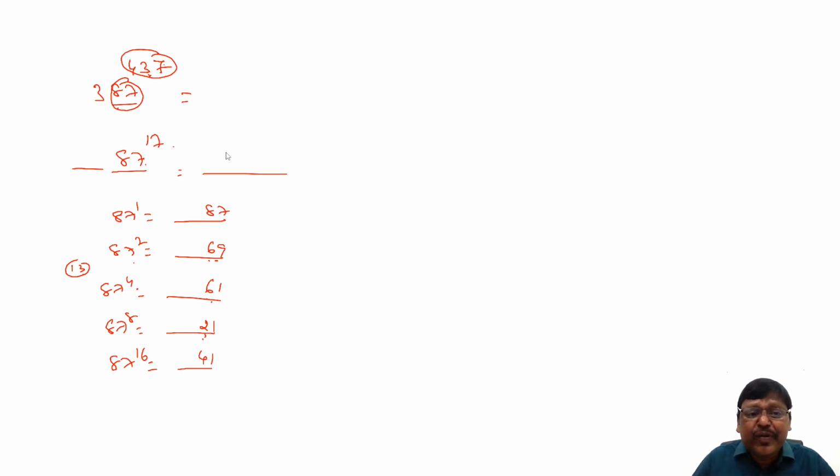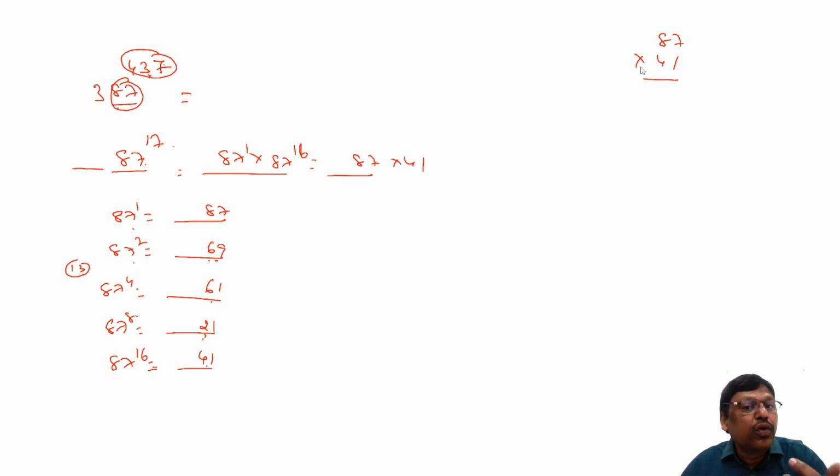Now when I say 87 power 17, can I not write it as 87 power 1 into 87 power 16? 87 power 1 is 87. It ends with 87. 87 power 16 is ending with what? 41. We can say 87 into 41, so you can multiply and take the last two digits. I've told you how to do two-digit multiplication in one of the videos. You can watch the multiplication video.